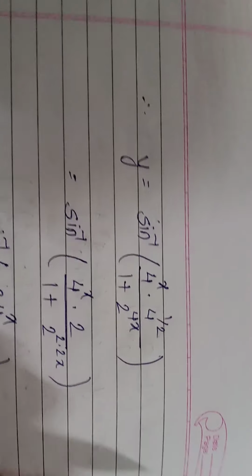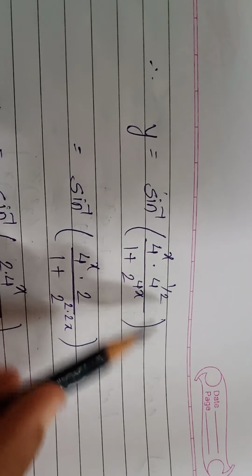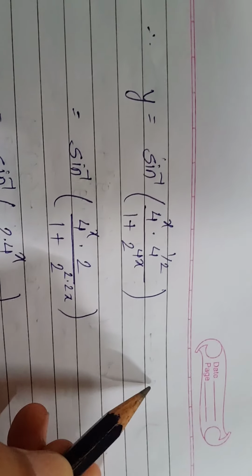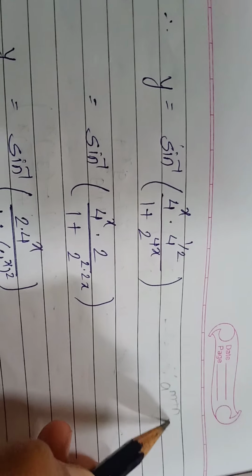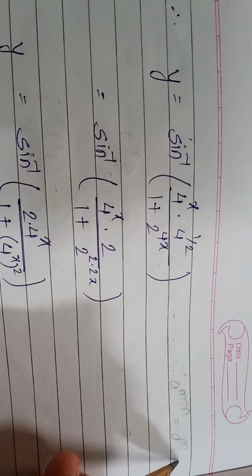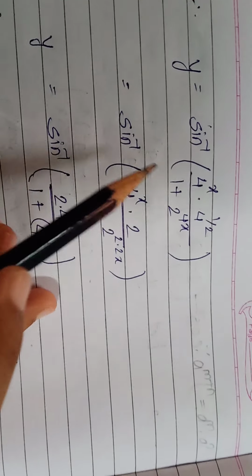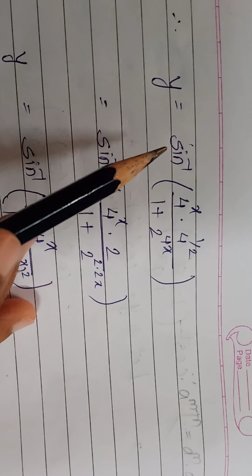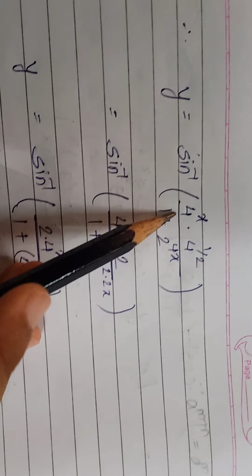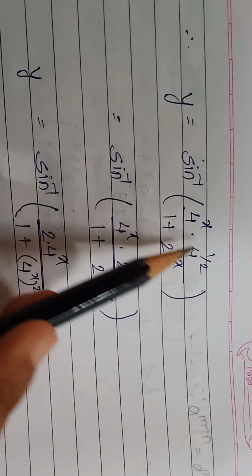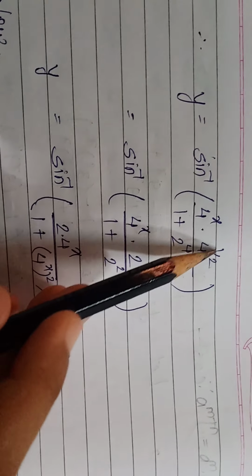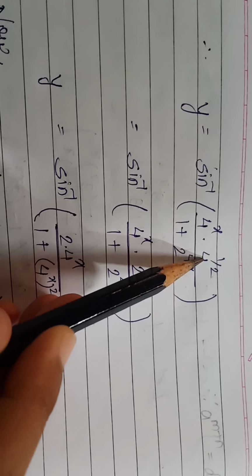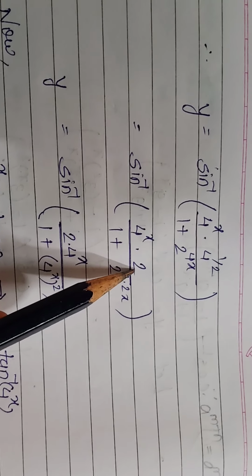So after splitting that, right over here also, since a raised to m plus n is a raised to m into a raised to n. Okay, so using this form we'll write this as sine inverse of 4 raised to x into 4 raised to half upon 1 plus 2 raised to 4x. So 4 raised to half means the square root of 4, right? So it will be 2.